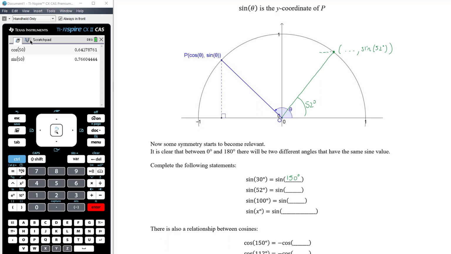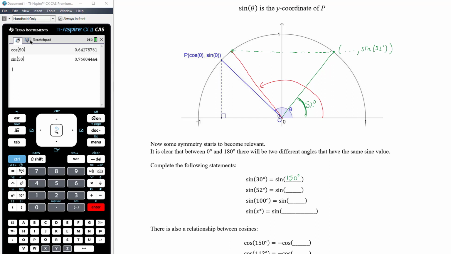And so there'll be another point somewhere over here in the second quadrant with the same y coordinate. Okay, and the question is, what angle is this in the unit circle? Remembering that angles are measured anti-clockwise from the positive x-axis. So we're looking for that angle around there. So again, we've got symmetry.